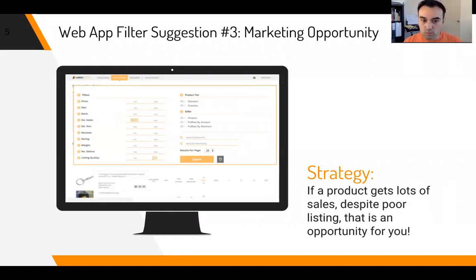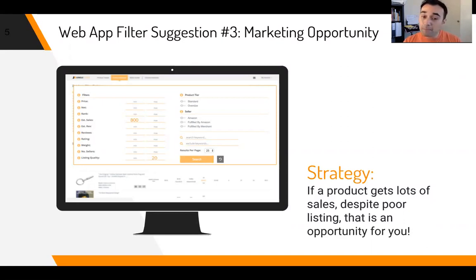Suggestion number 3, we call it a marketing opportunity. And what this looks like is a high number of sales and a low listing quality. So if you're not familiar, all the products in our database, we give them a rank between 1 and 100 for their listing quality score. And this is a combination of everything on their listing.